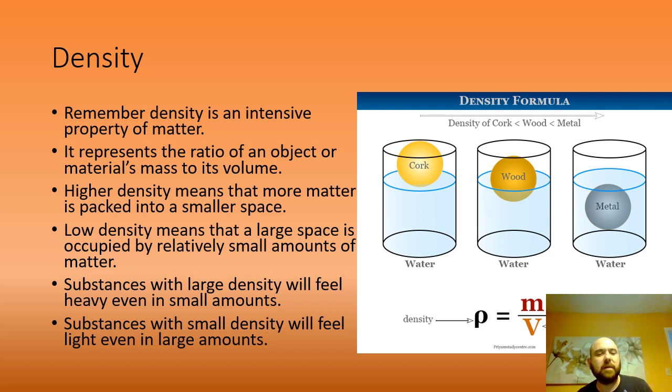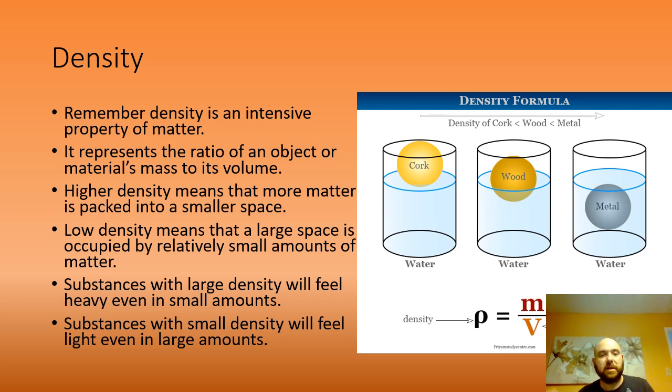Having a high density means that more matter is packed into a smaller space, and vice versa. Having a low density means that a large space is occupied by relatively small amounts of matter. When I usually teach density, and you'll probably hear me say this again in lab, I always ask my students to do just a quick thought experiment. Imagine you had two baseball-sized balls, one in each hand, and one was made of lead and the other was made of styrofoam.